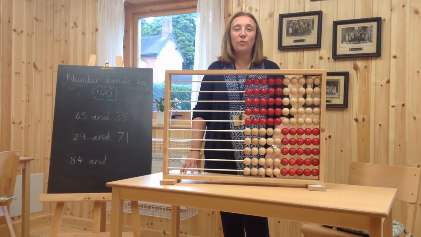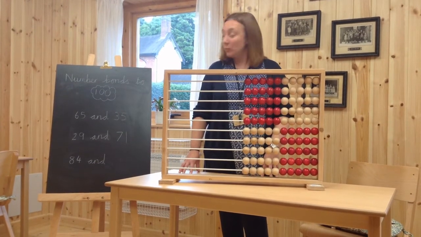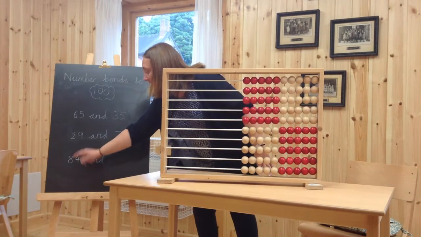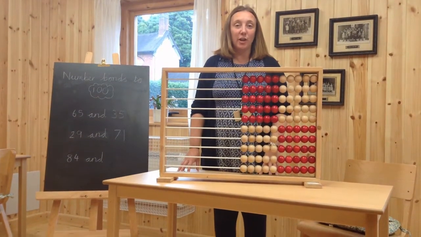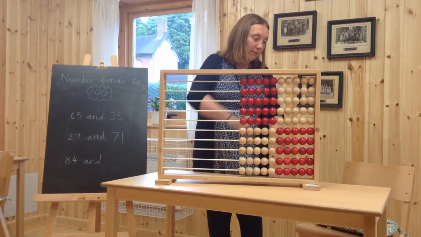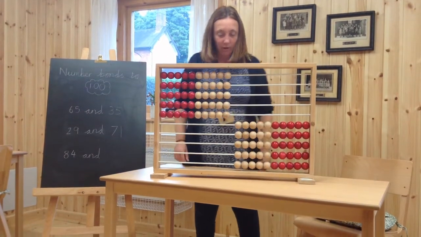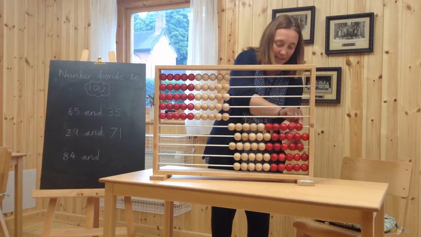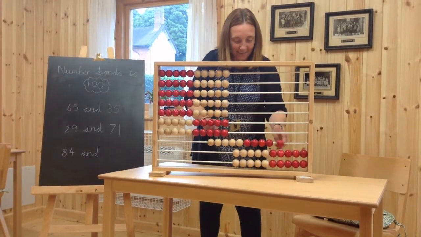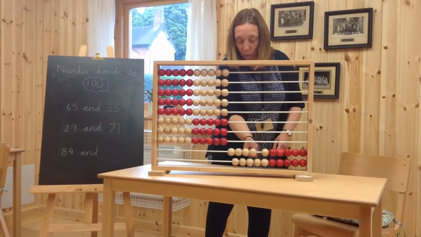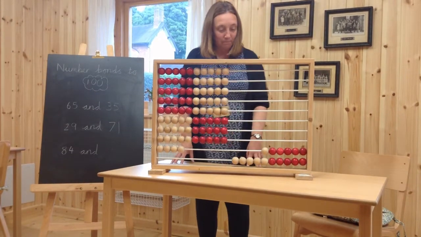Let's do one more for good luck. So this time we're going to find out what we need to add to 84 to total 100. So to make 84, I'm going to first of all move my 50 across, 5 tens. To make 80, I need 3 more tens, and then I need 4 ones to total 84.